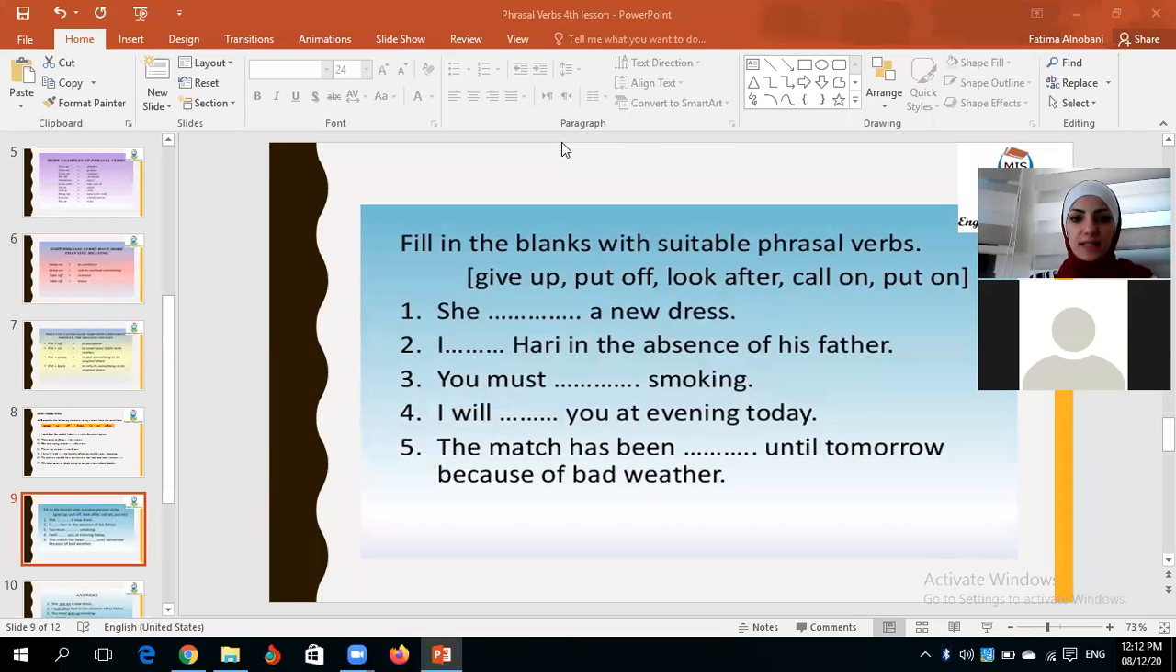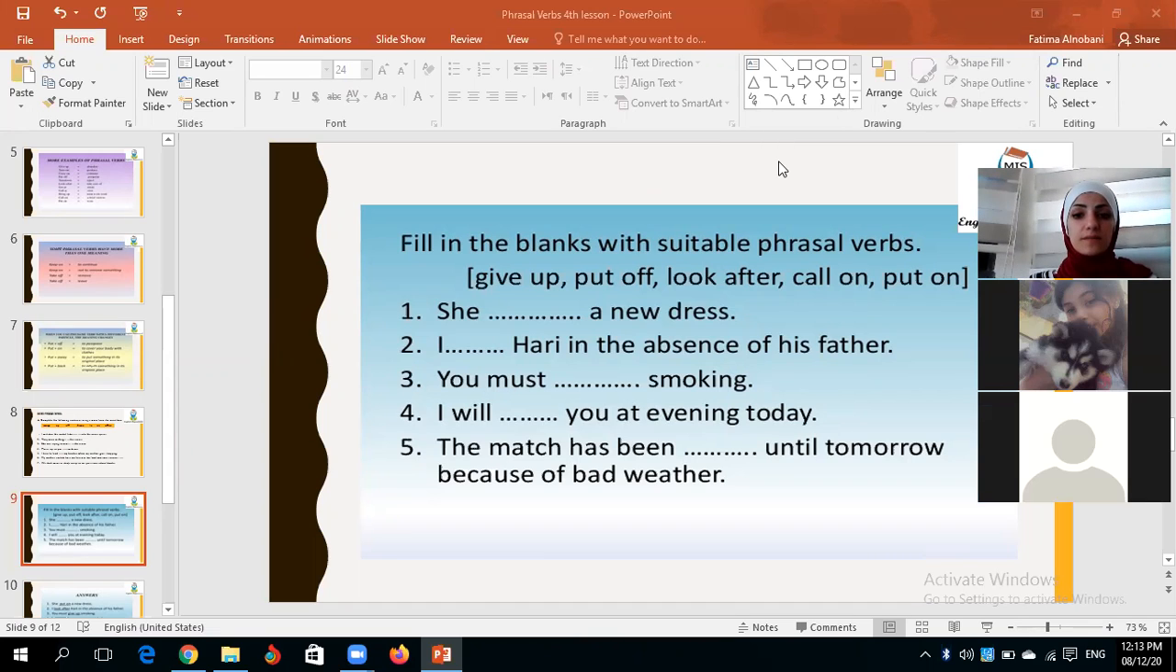The second one, Joanna. I look after Harry in the absence of his father. Yes, I look after Harry in the absence of his father. The third one, you must. I need a boy. Where are my boys? Khaled. You must give up smoking. You must what? Give up. You must give up smoking. It means to stop doing that.